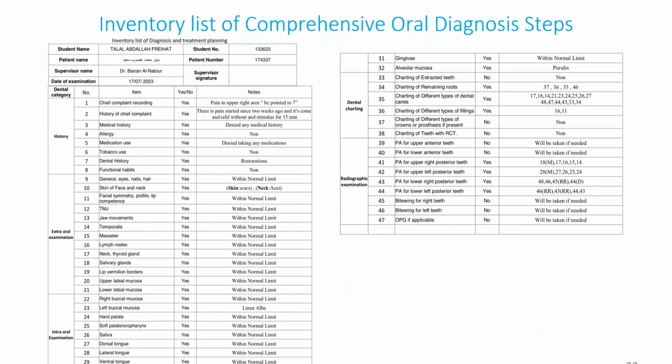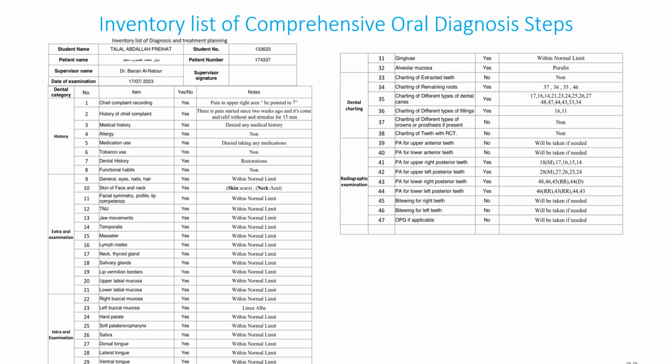And here we have the list of comprehensive oral diagnosis steps, all the steps performed. It looks redundant, but it is not actually. If we look to the right side here, we see which radiographs were ordered, and the student selected 4 of them. These are the radiographs that were ordered, if you want to know. Dental charting.